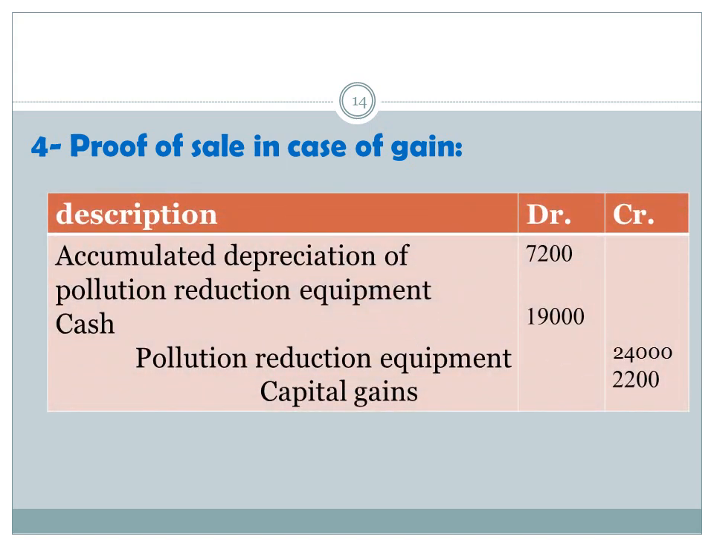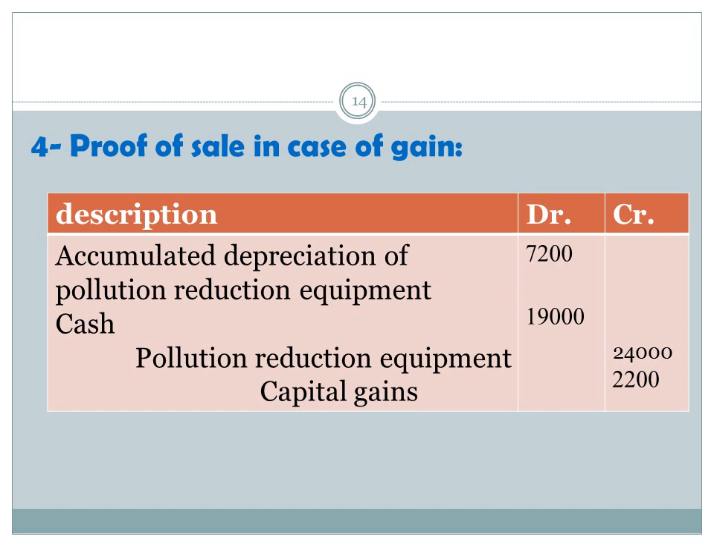In case of gains, as we explained, there are 4 accounts according to gain or losses. In case of gain, 2 accounts in the debit side, 2 accounts in the credit side. According to the credit side, we sell an asset, so this asset will be in the credit side because the asset decreases. So pollution reduction equipment in the credit side. We achieve the gains, so gains in the credit side.